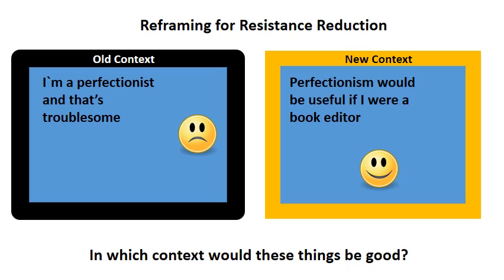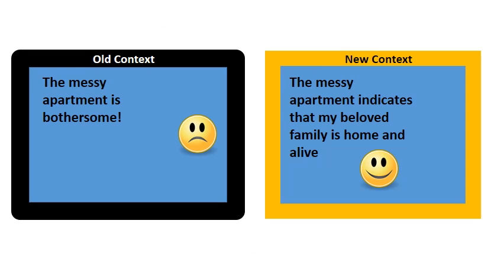So perfectionism might be useful if you were a book editor. Then the quality of perfectionism is great, fantastic. And that's only one example. There could be hundreds. Or let's say you're angry about your messy apartment. Every time you come home, the apartment is messy. So I ask, okay, in which context could a messy apartment be good? And they might say, well, in no context at all. Messy apartments are bad, period.